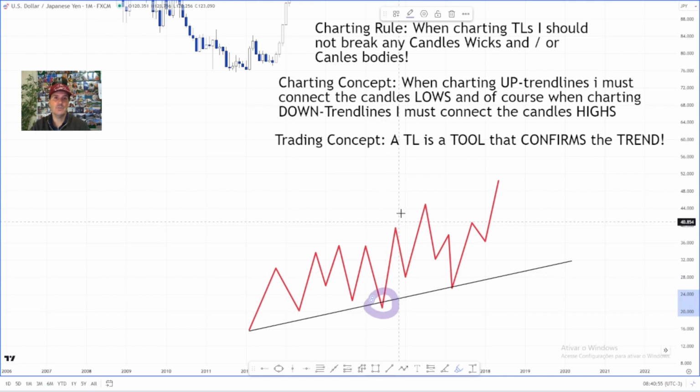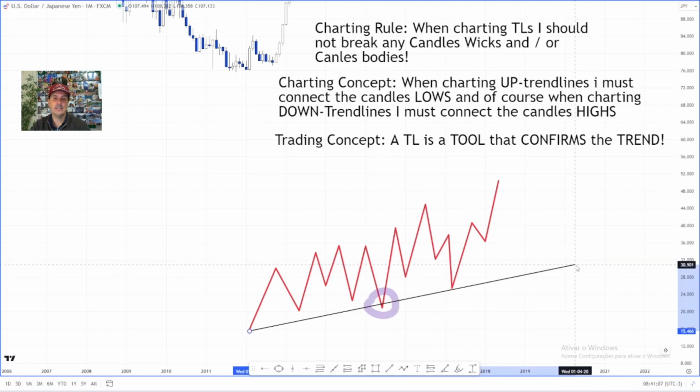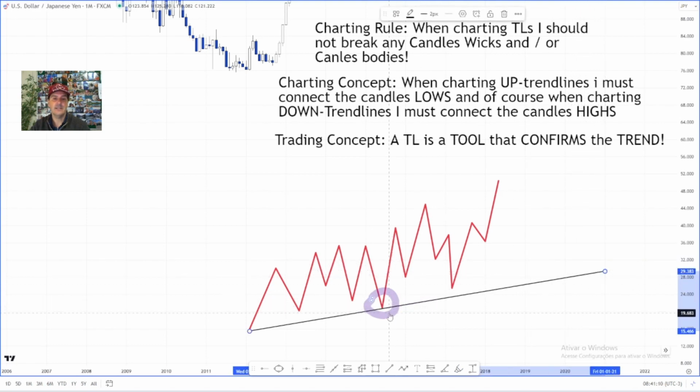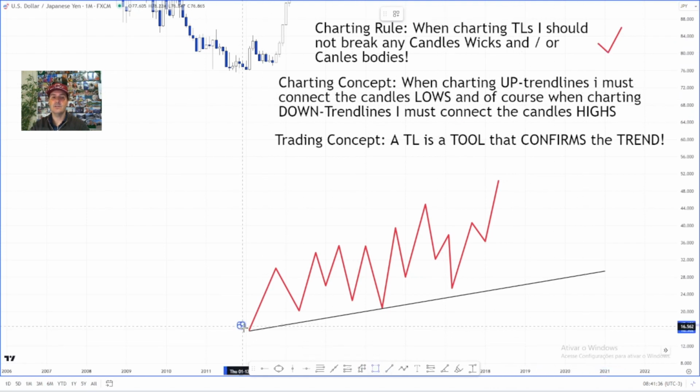This is theory. Then we're going to look at the USD JPY chart. I'm breaking a body or a tail, a wick, of a candle. So this is not the correct trend line. The correct trend line is like this. The uptrend line, like it is right now, we don't need to hurry. Let's go step by step. When charting trend lines, I should not break any candles. Did I break any candles or tails? No. So, check. When charting uptrend lines, I must connect the candles' lows. Did I connect the candles' lows?